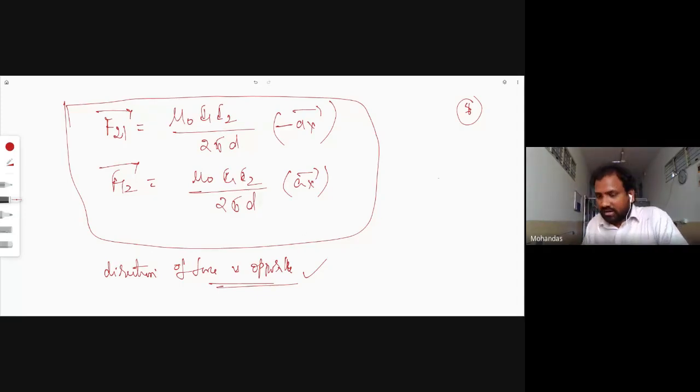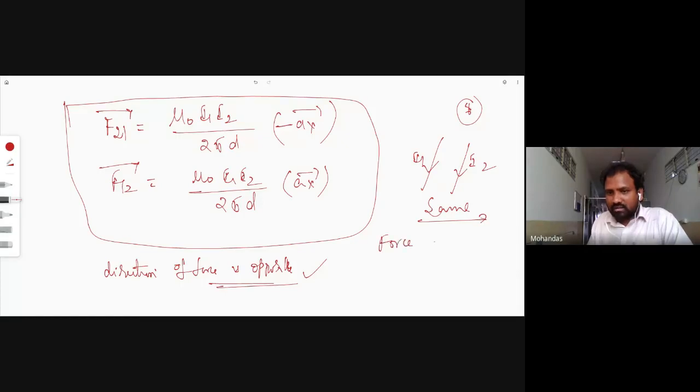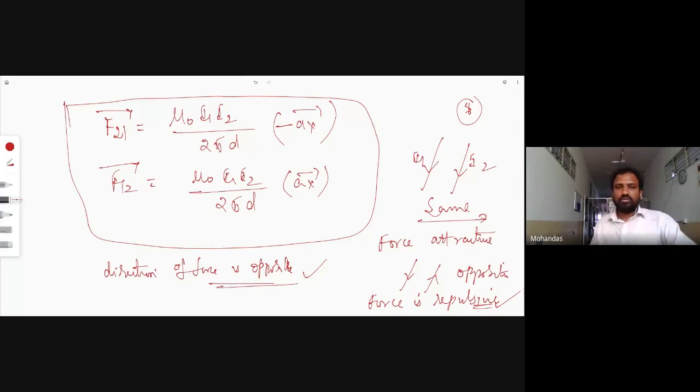So the conclusion I am finally making is, if two conductors are carrying current in the same direction, I1 and I2 in the same direction, the force between them is attractive force. Okay? And if the two conductors are carrying the current in opposite directions, what is the type of the force? Force is repulsion. Okay? So this is the conclusion.